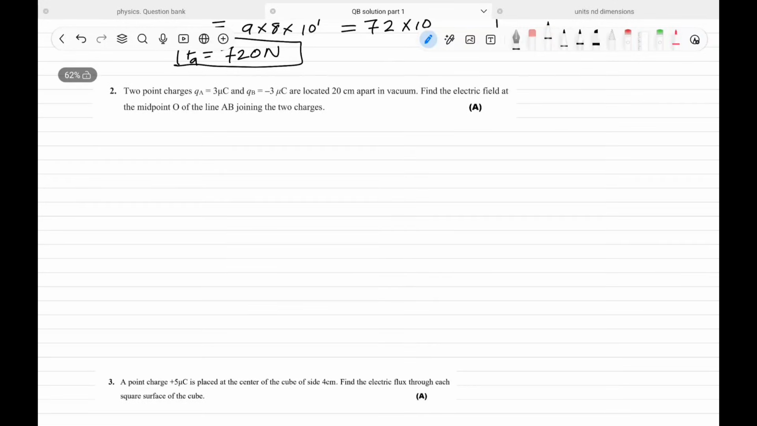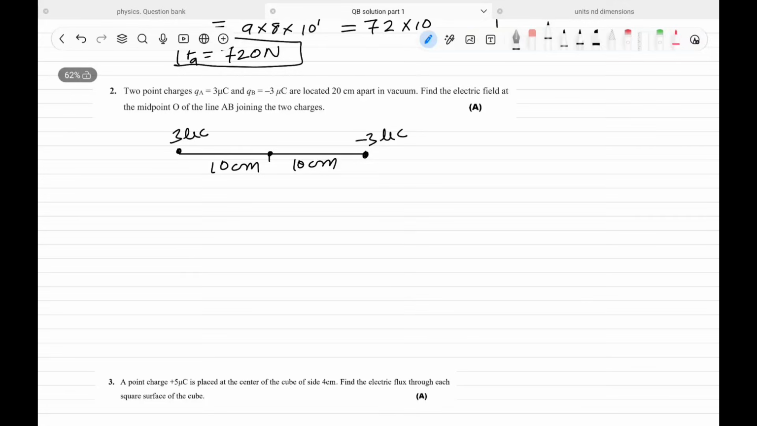Hello, in this question it is asked: two point charges QA 3 microcoulomb and QB minus 3 microcoulomb are located 20 centimeter apart in vacuum. Find the electric field at midpoint O on the line joining the two charges. Here one of the charges is 3 microcoulomb and the second one is minus 3 microcoulomb, and 20 centimeter is the distance, so this is 10 centimeter and this is 10 centimeter. At the midpoint we have to find the net electric field due to these two charges.